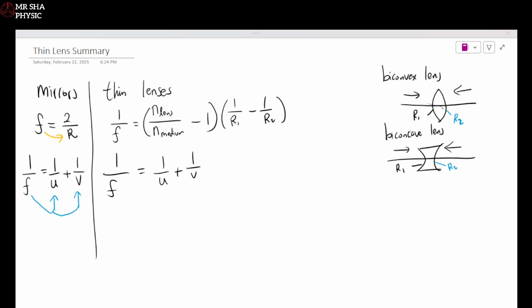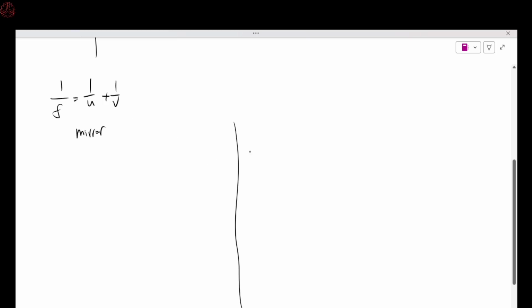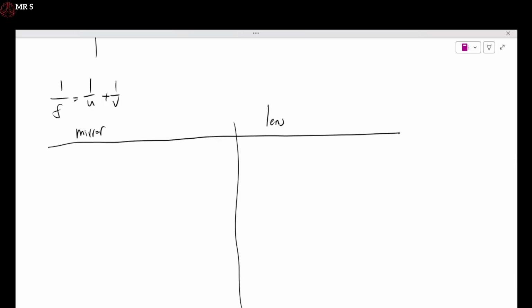It is at this point I want to look at 1 over f equals 1 over u plus 1 over v. Now both the situation for mirrors and lenses will use this equation. However, the sign convention for both of them is going to be different.